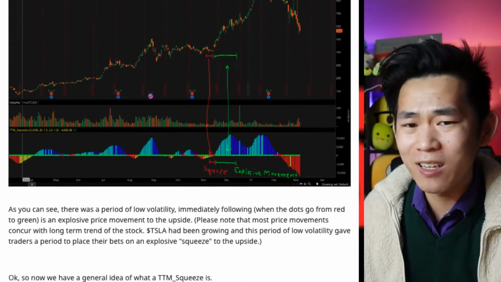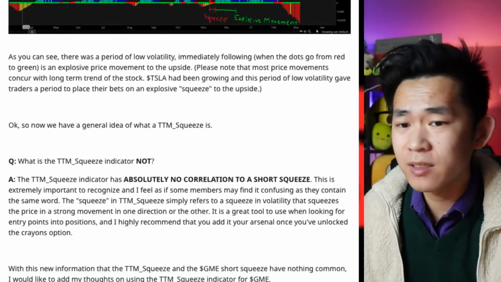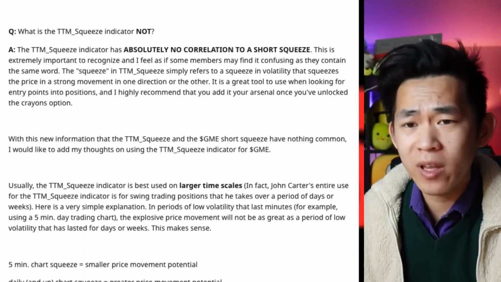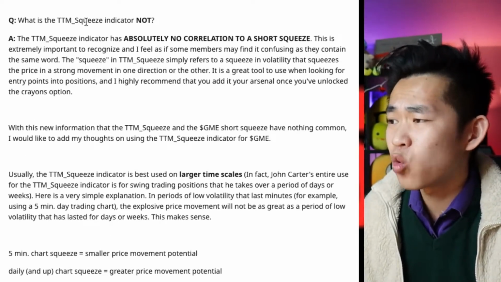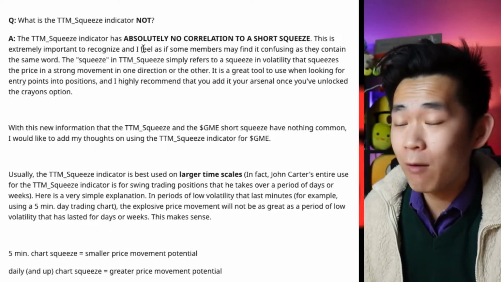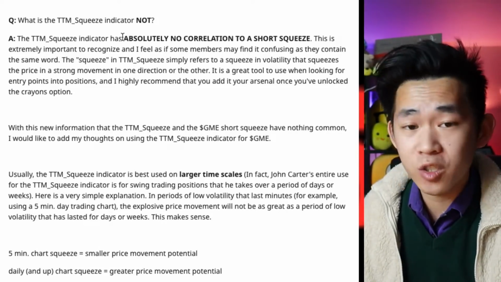Okay, so now we have an idea of how it has worked in the past. Let us see some questions and answers that you probably have in your heads, which is like, what is the TTM squeeze indicator not? It is absolutely no correlation to a short squeeze.